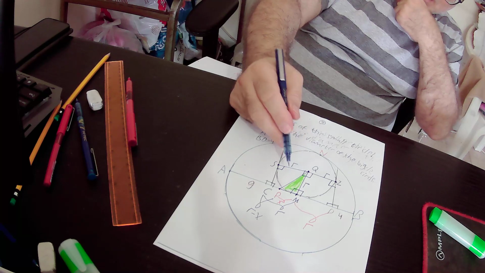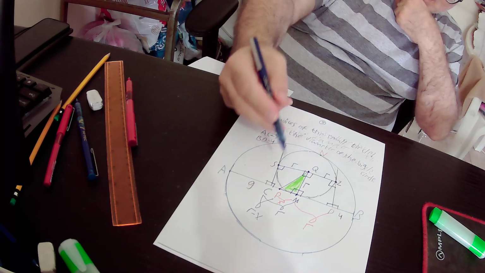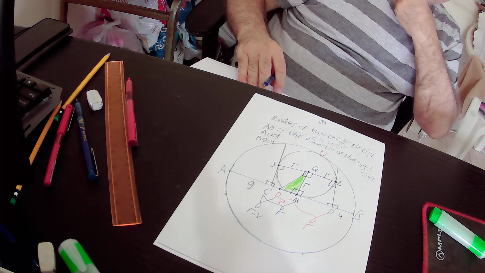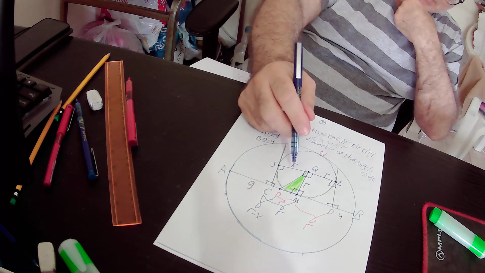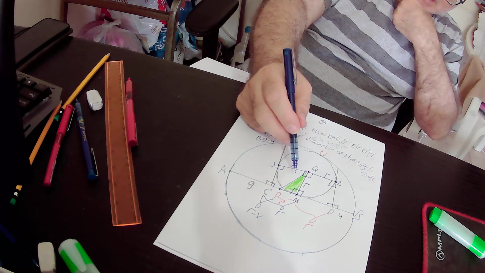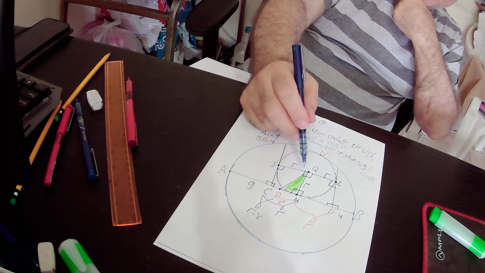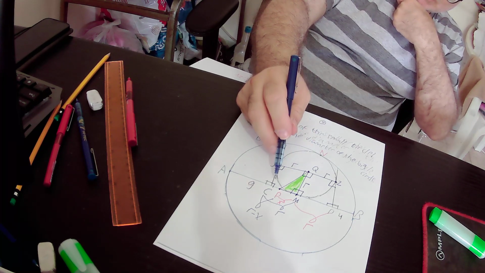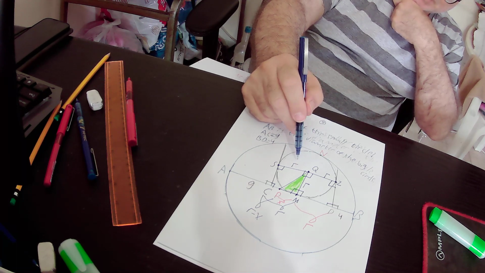So quadrilateral SQCM has 4 right angles, and therefore, according to rule number 3, quadrilateral SQCM is a rectangle, and according to rule number 4, that the opposite sides of the rectangle are equal to each other, SQ equals CM. Okay, but SQ equals small r.